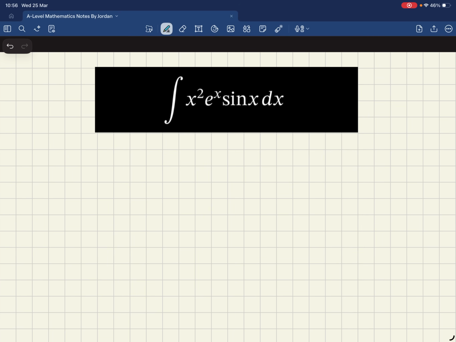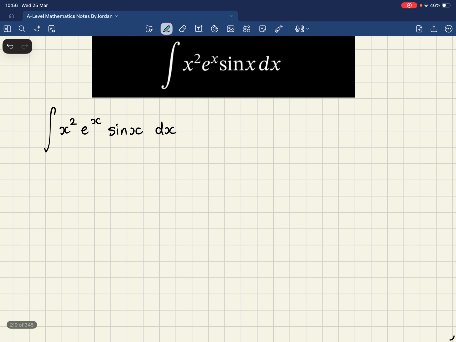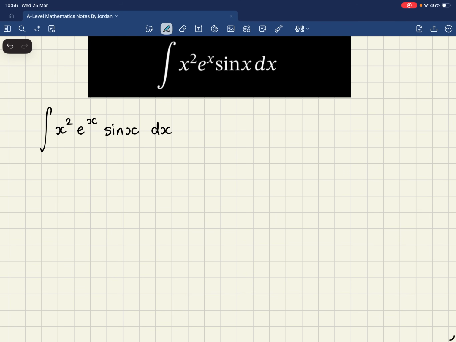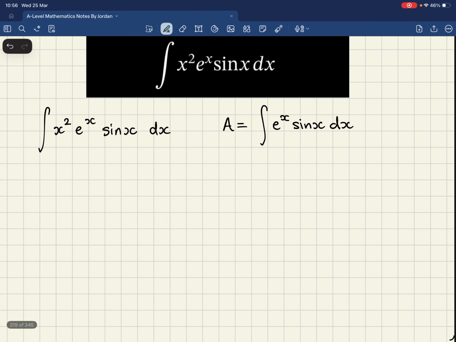So, let me just write that integral. Okay, so that's what we've got to work out. We'll do that below. The two useful results that I want, I'll call them A and B. So I've derived these in a separate video. So A is the integral of e to the x sine x, which gives you e to the x over 2 sine x minus cos x.